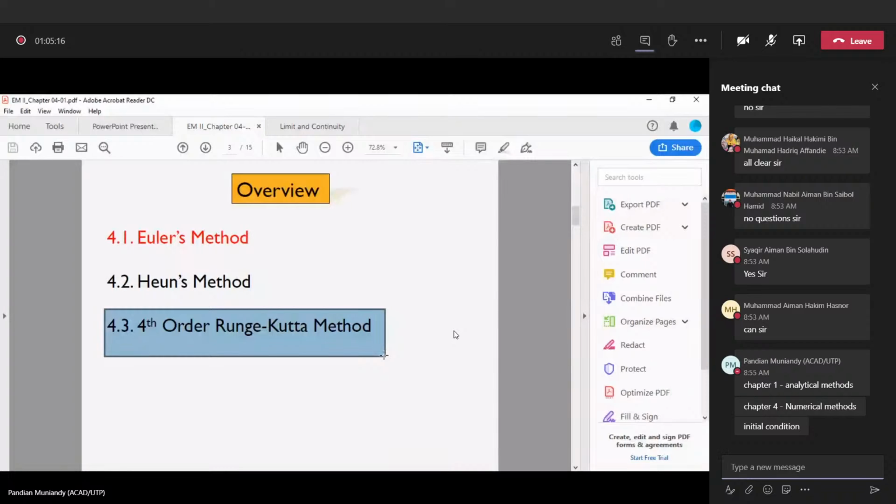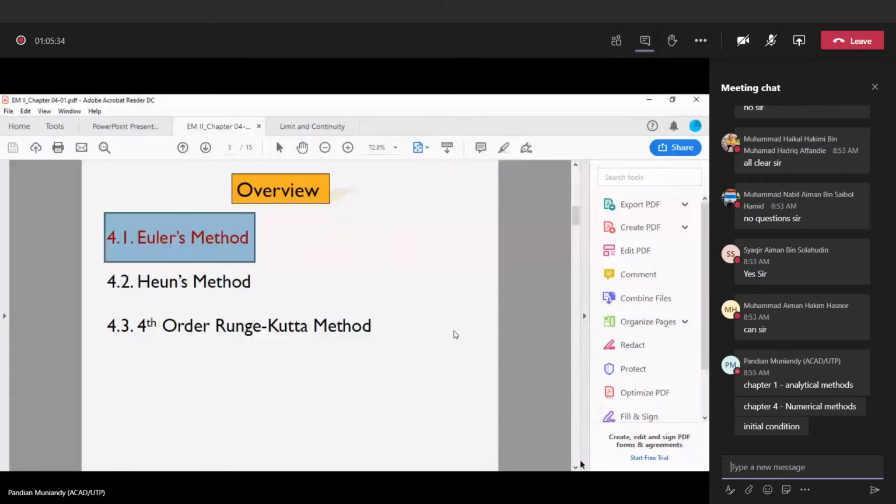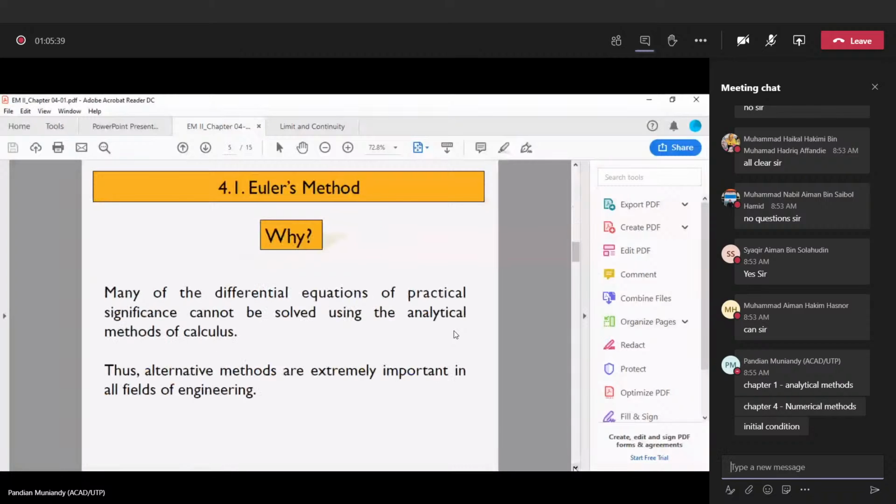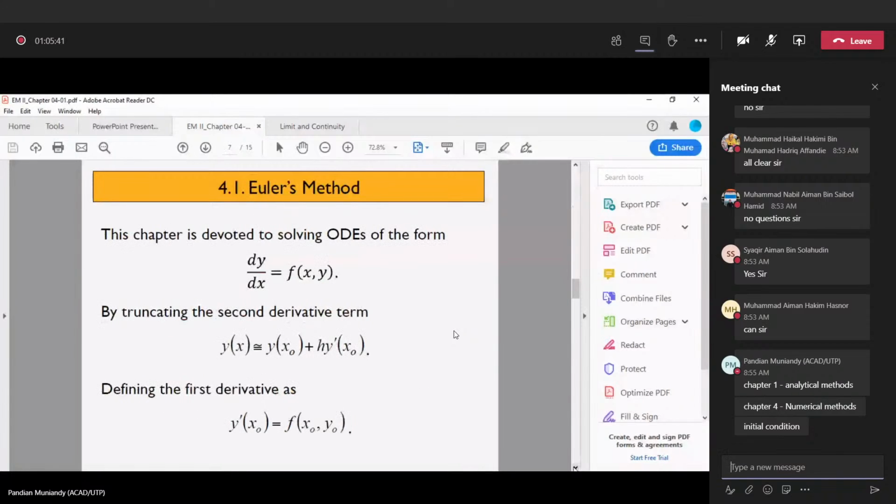So today we are talking about chapter 1, the analytical solution, and numerical solution as in chapter 4, and we want to find the error. So we just pick Euler's method today. Now, the Euler's method, straight we are going to the point, is developed from the Taylor series to solve this equation.